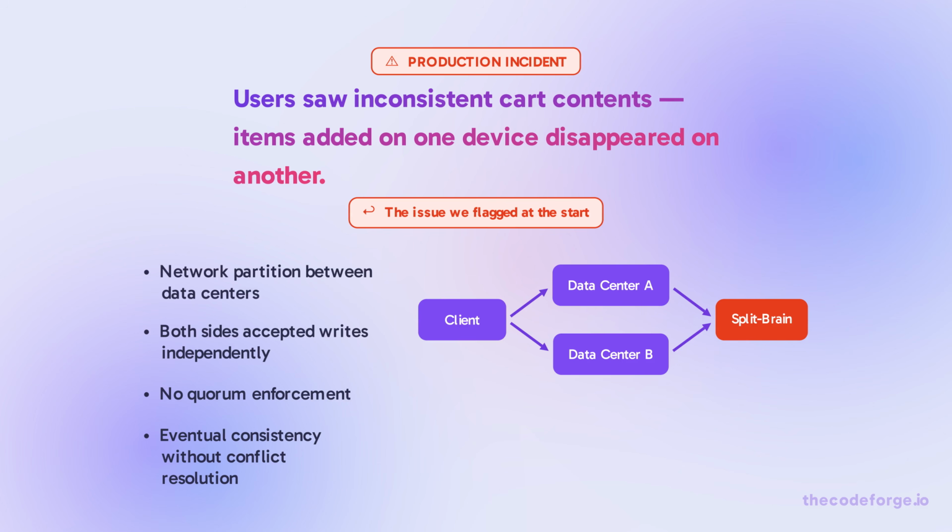This is the same issue we highlighted at the start. Here's exactly why that happened. A network partition between two data centers caused both sides to accept writes independently because we used eventual consistency with no quorum enforcement. Each side had a different version of the cart for the same user key, leading to inconsistent cart contents.